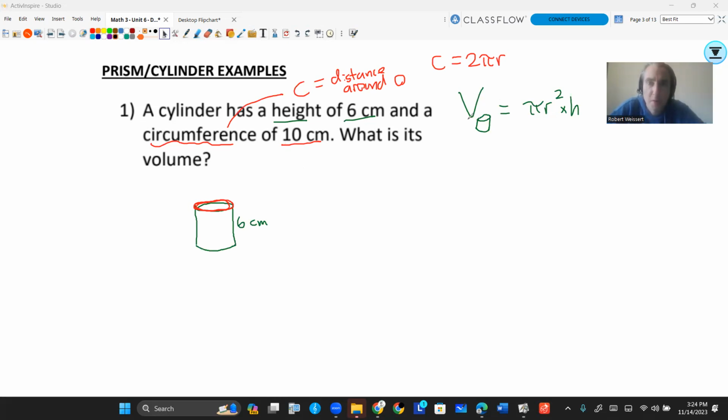In order to calculate the volume of that cylinder, we have to have the radius, and we have to have the height. The height we're given is 6. But we don't have the radius. We have to calculate that. So we're going to set up an equation involving your circumference. We're going to use this formula first.